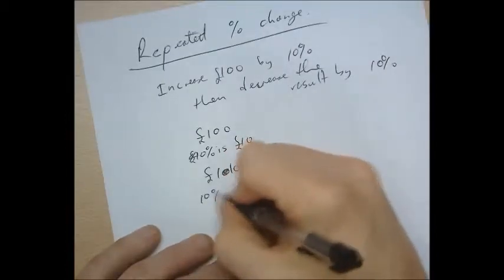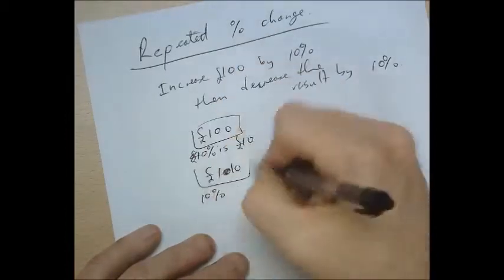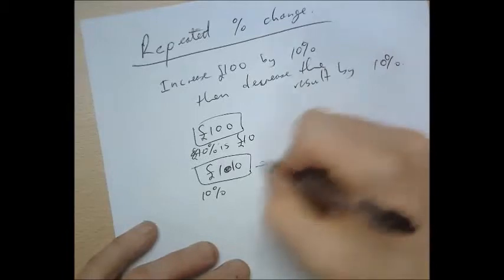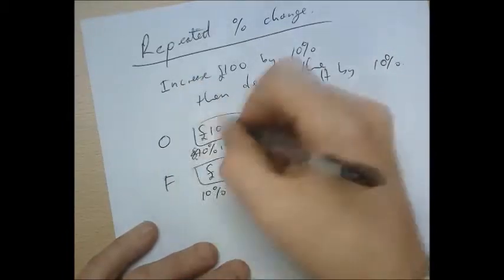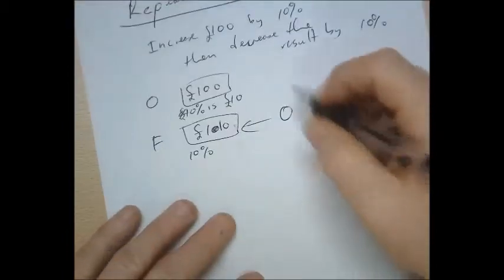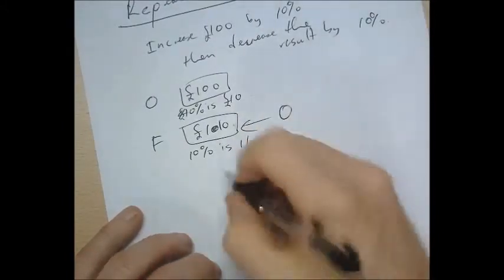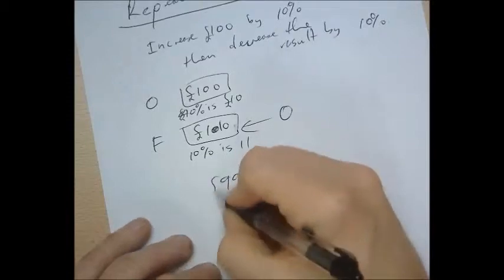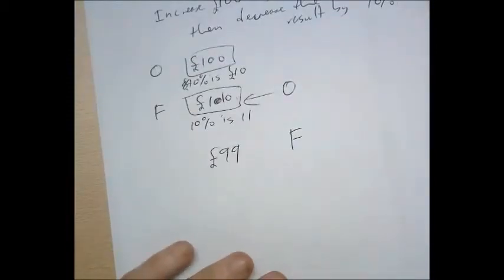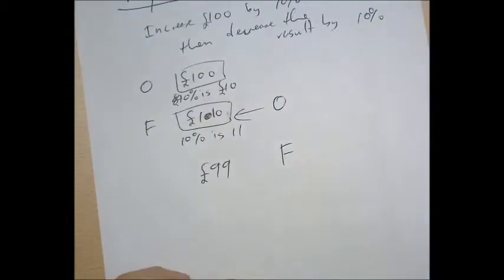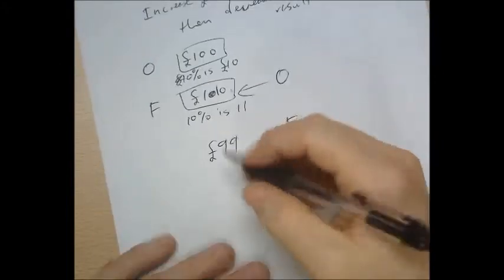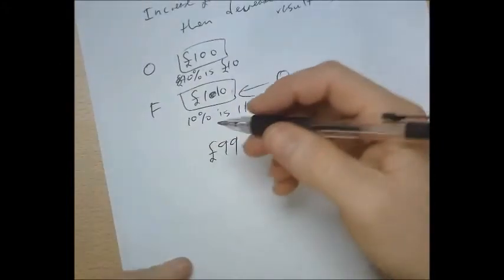Okay, but 10% of this, so this was the original figure and this was the final figure, but now this is the original figure. So that's the original and that's the final, but now this is the original and this is the final. So 10% of that is 11, so you take that off, you get back to 99. So you don't get back to 100, okay? So that leads to a very annoying type of question where you have to do loads of these at once. So what you need is a faster way.